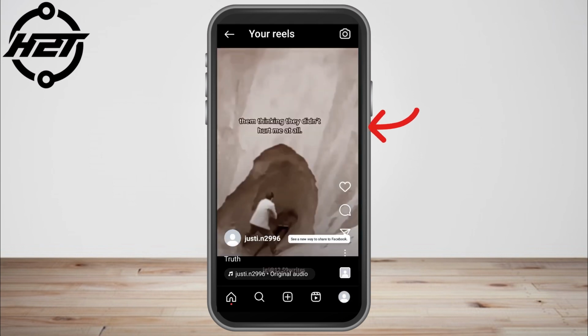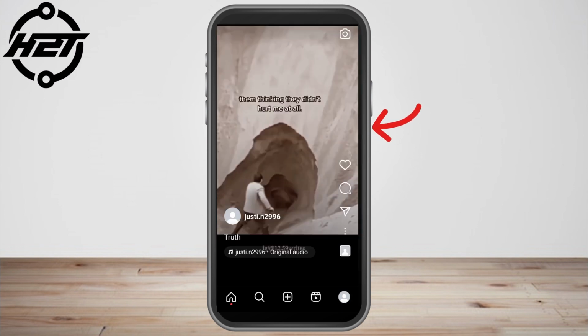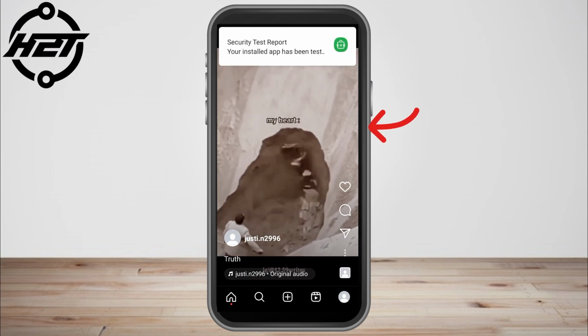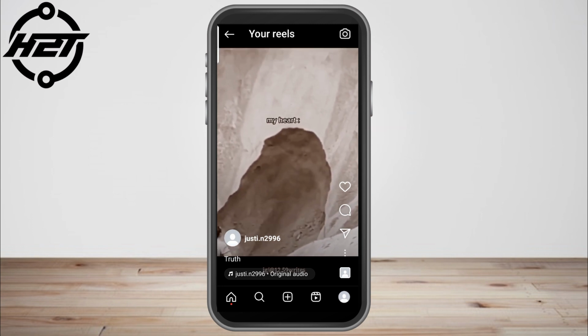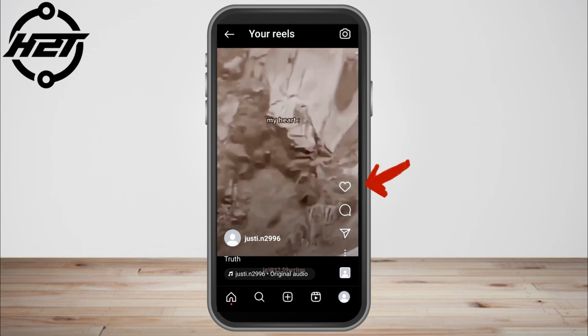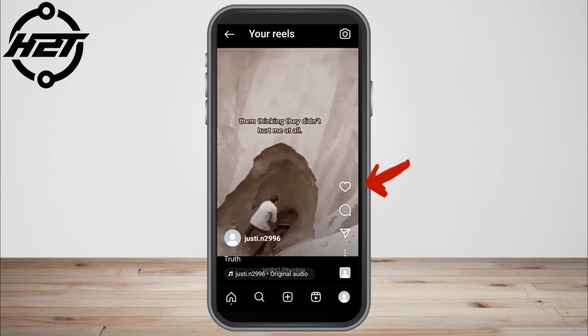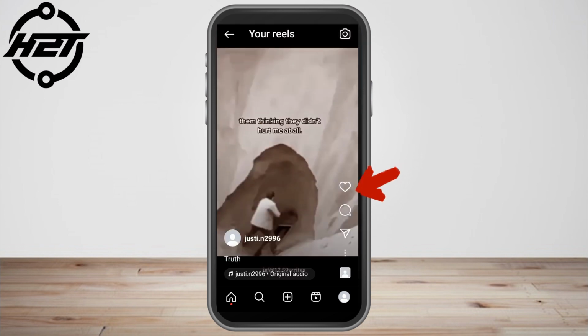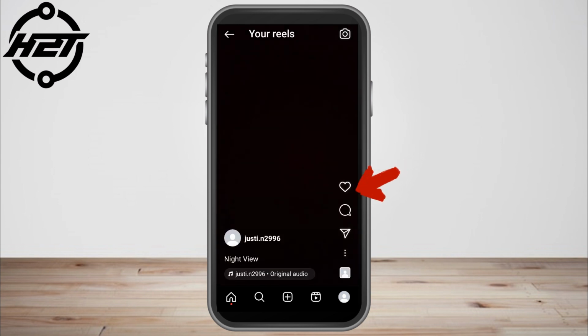But for reels and any videos you have posted on your wall, it's impossible to see or know people who viewed your video unless they have liked your videos. So you can see the number of people or the total likes here below the heart icon. If you tap that, then you will see the people who liked your video.